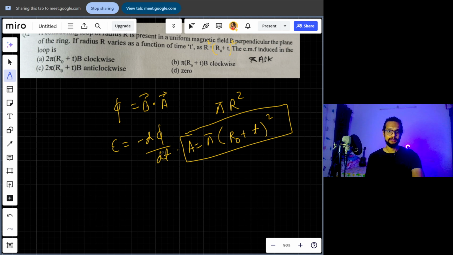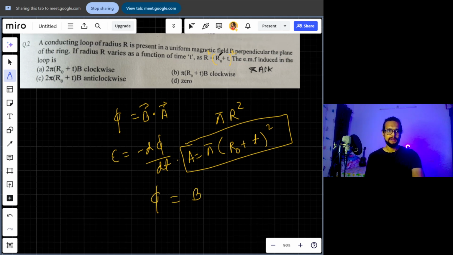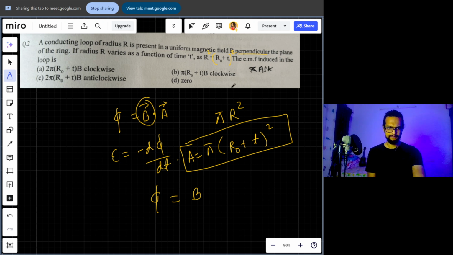So you can calculate the flux as a function of time. It's B dot A. Now the area vector and the magnetic field, since it is perpendicular to the plane, are in the same direction. So I can straight away say BA cos theta, which means just B into A, which is B into pi into (r naught plus t) whole square, isn't it? This is my flux.